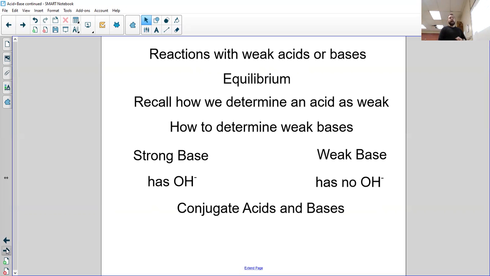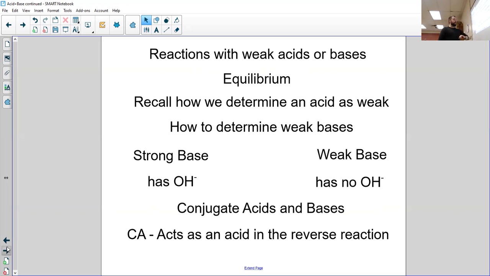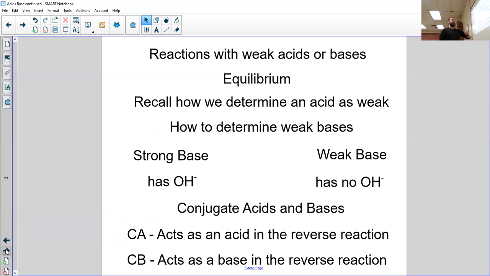We also have conjugate acids and bases. Conjugate acids are abbreviated CA, and act as an acid in the reverse reaction. Remember, we have a forward and a reverse balance between the two. Our conjugate acid acts as our acid in the reverse reaction. Our conjugate base, on the other hand, acts as a base in the reverse reaction. We'll do some examples of these.